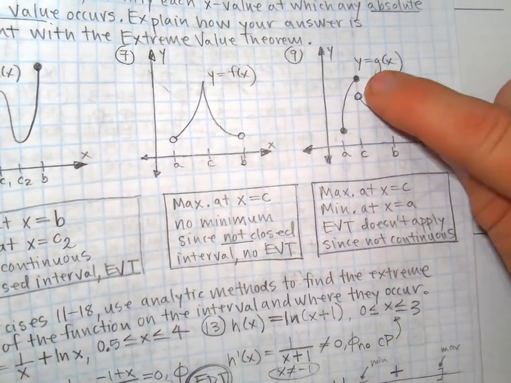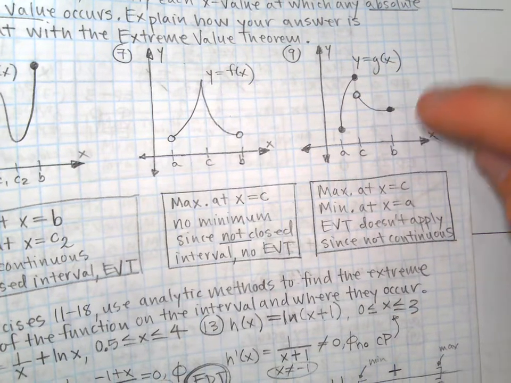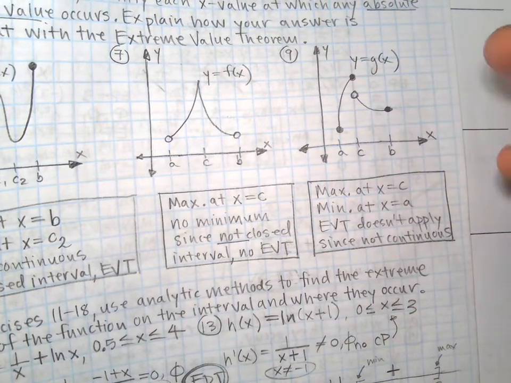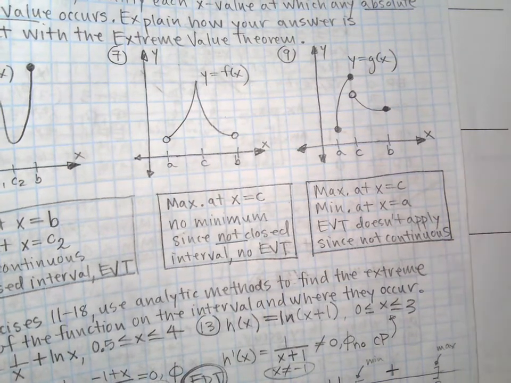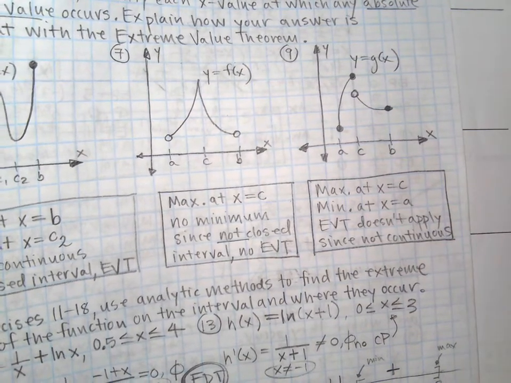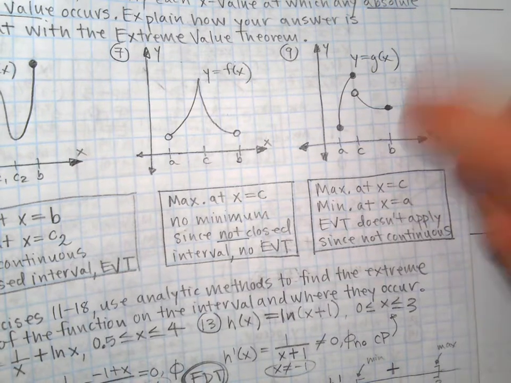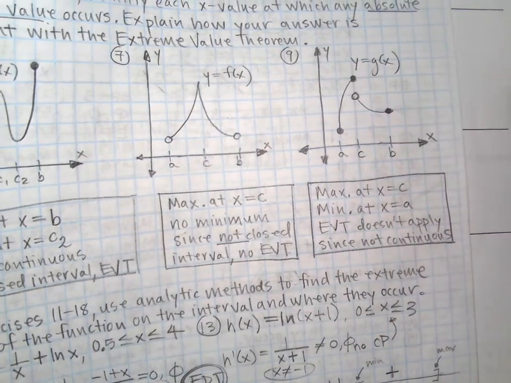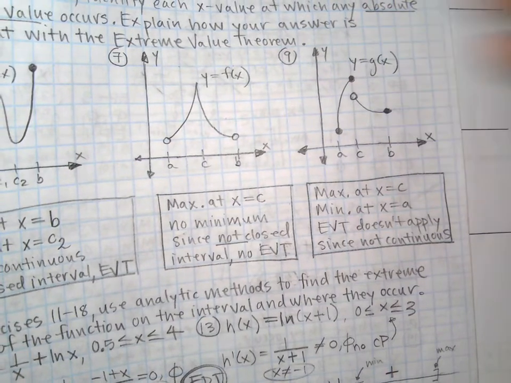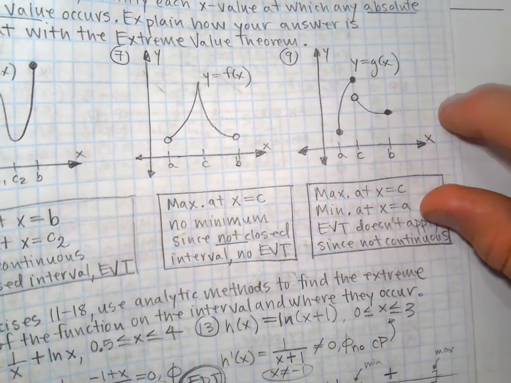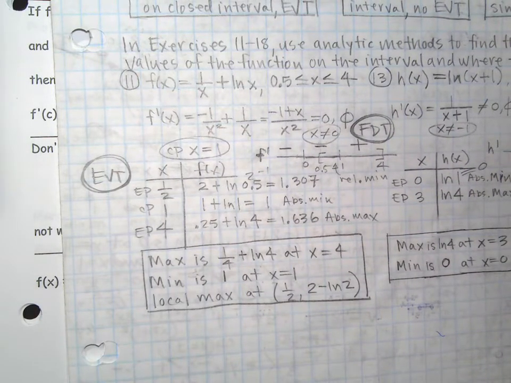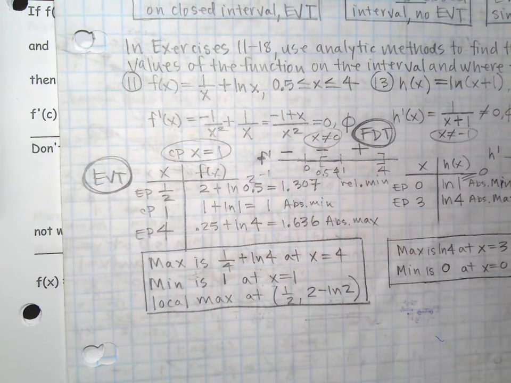This one, absolute max here at C, min at A. Extreme value theorem does not apply. That doesn't mean you can't get a max and a min in certain scenarios, but it's not continuous, and that's the reason. It does have endpoints, and it is defined everywhere on a closed interval, but it's just not a continuous graph.